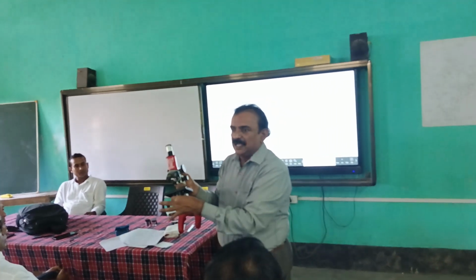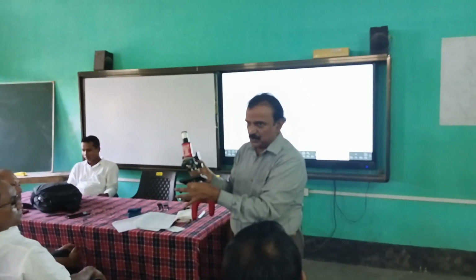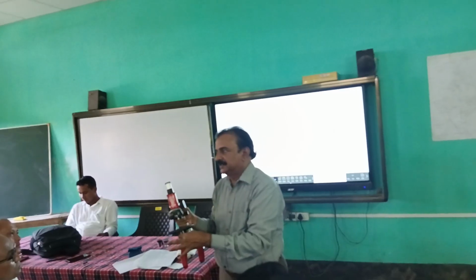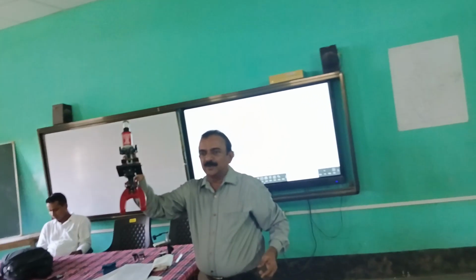After using this microscope to observe a specimen, you close it. Why? Because it may not get damaged. So these are the parts of the compound microscope.